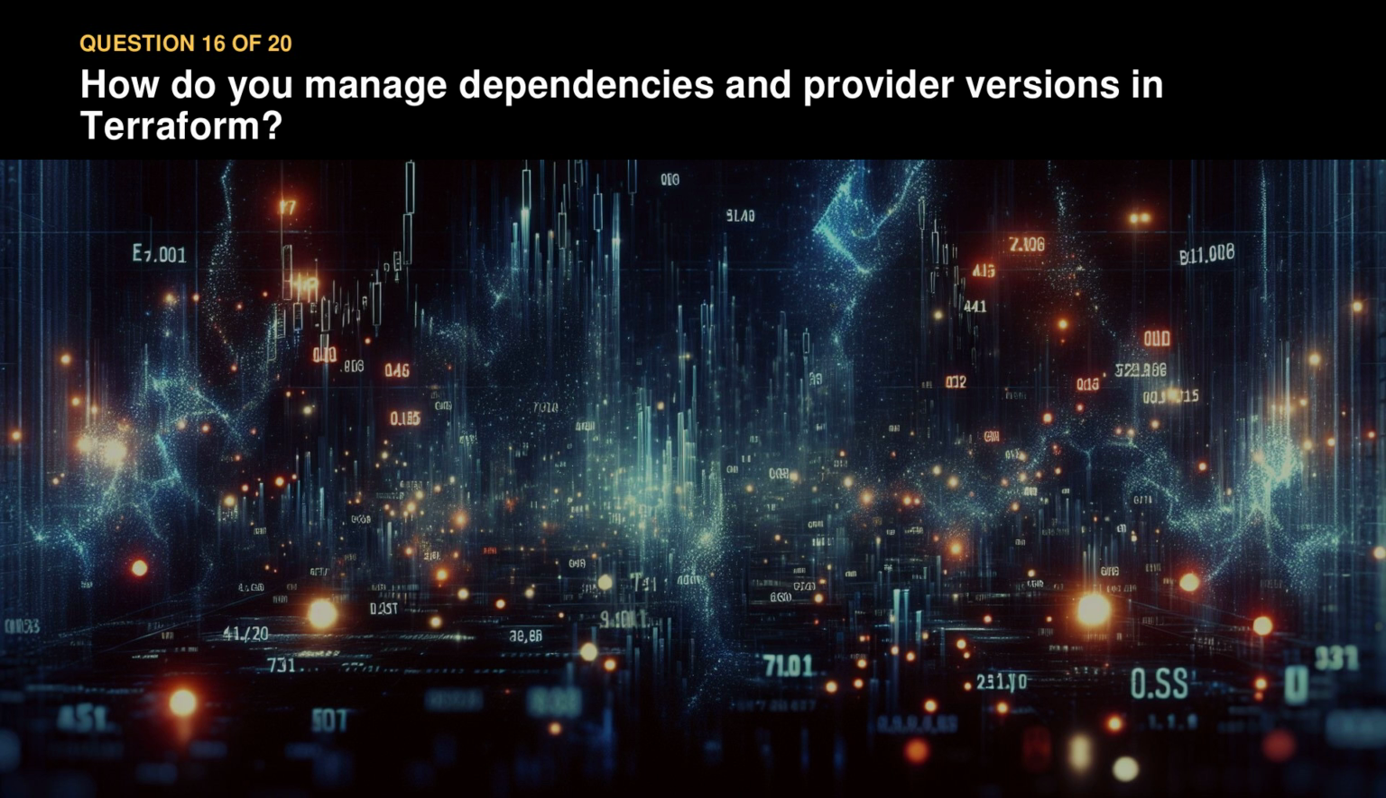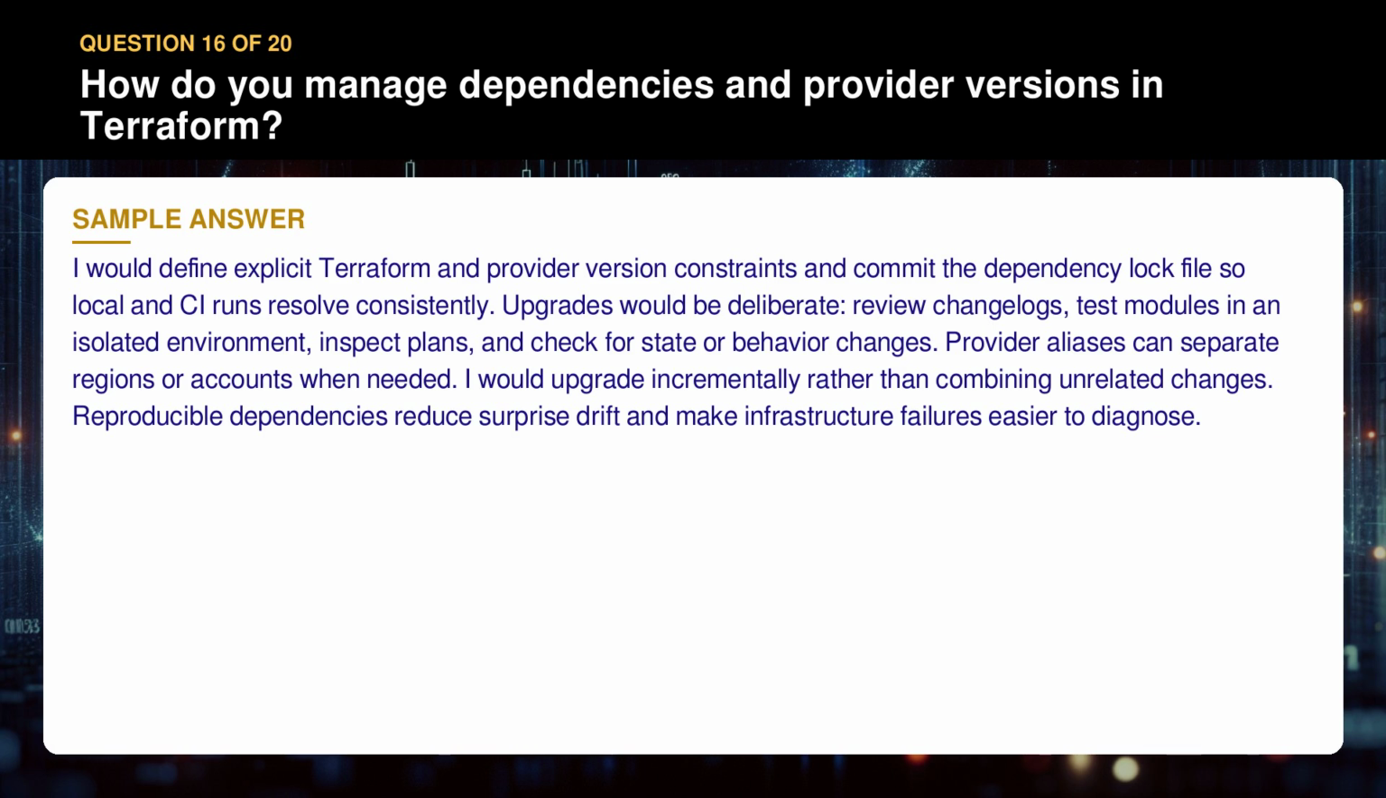Question 16. How do you manage dependencies and provider versions in Terraform? I would define explicit Terraform and provider version constraints and commit the dependency lock file so local and CI runs resolve consistently. Upgrades would be deliberate. Review changelogs, test modules in an isolated environment, inspect plans, and check for state or behavior changes.